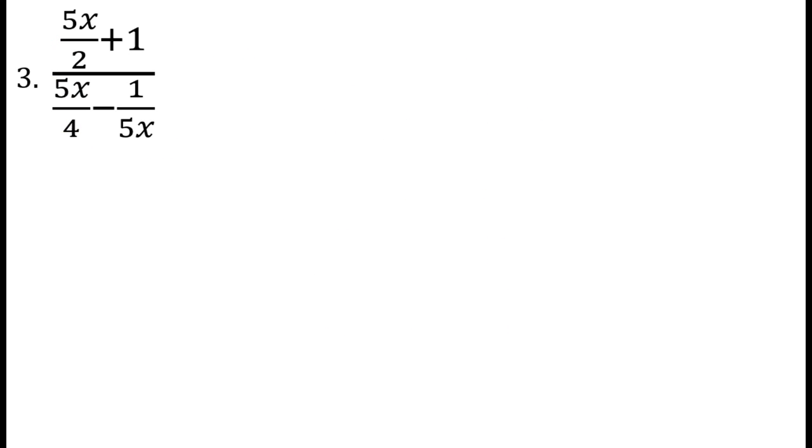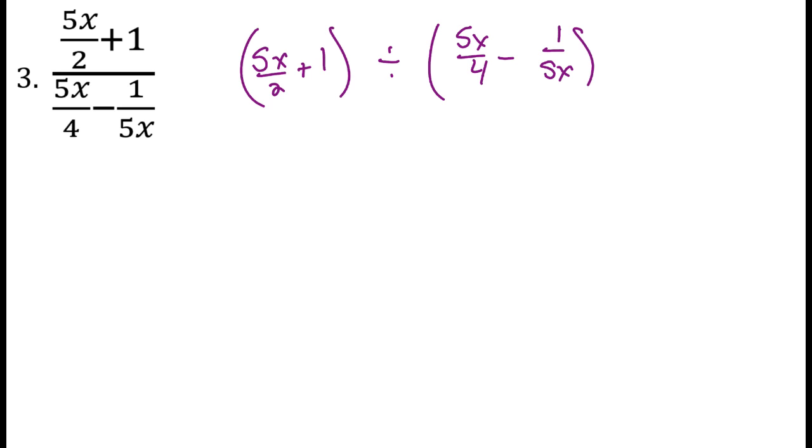Number 3, we have a complex fraction here. Do not panic because there's too many fractions going on here. Big picture, I have 5x plus 2 over 2 plus 1, divided by 5x over 4 minus 1 over 5x. Let's make this first term one rational expression.